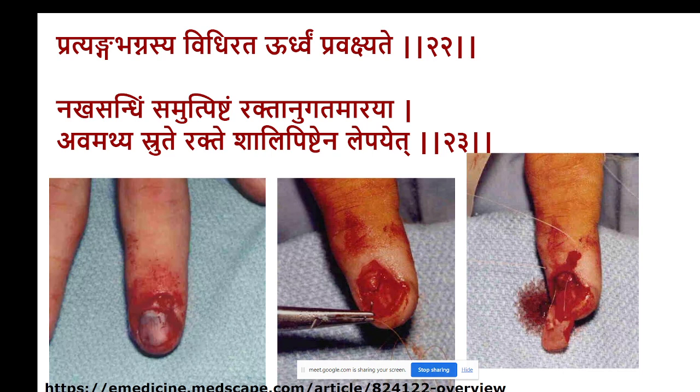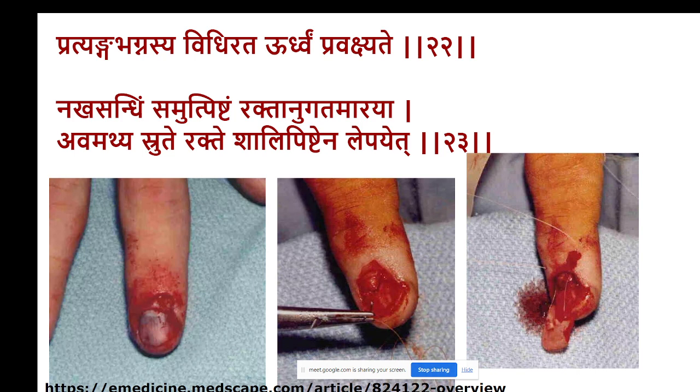The next is about the individual factors. Pratyanga bhagnam asya vidhi atah urdum pravakshite. Now, among them, the first is Nakasandim Prishtam Raktanugatam Araya Avamatya Sute Rakte Sharibistena Lepet.